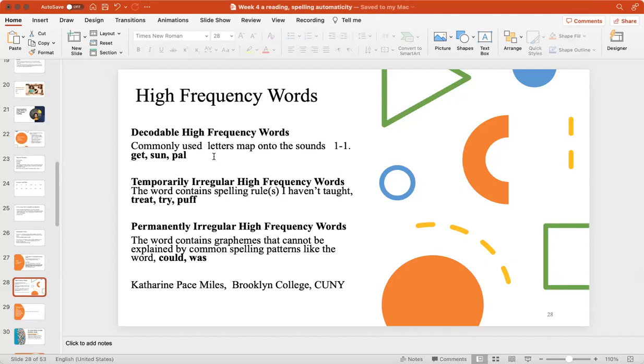So when we are working with students, whether they are high frequency words or not high frequency words, we want to say, is this a decodable word? Can we think about all the sounds and letters and there's a one-to-one correspondence? Is this a word that I haven't taught you the spelling pattern on? And I'll probably tell you how to pronounce it. Or is it a permanently irregular word, and we really have to talk about how many sounds there are, what letters play fair, what's the history of that word, and how can I remember it?